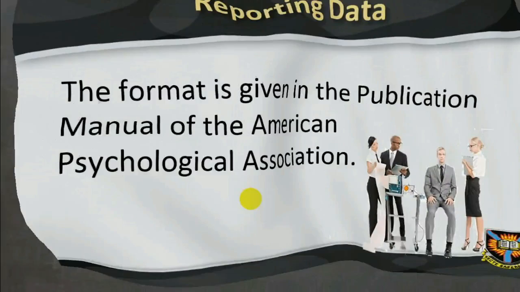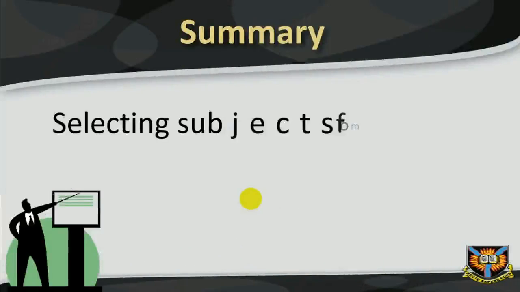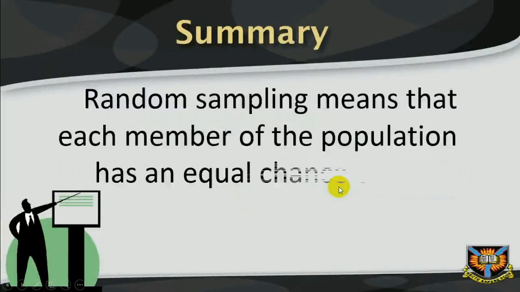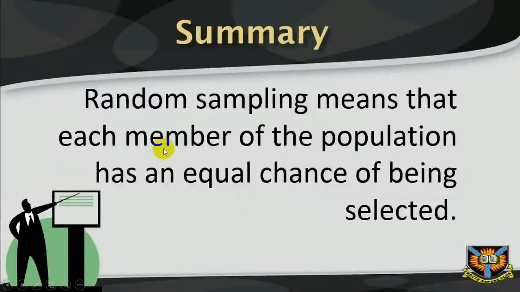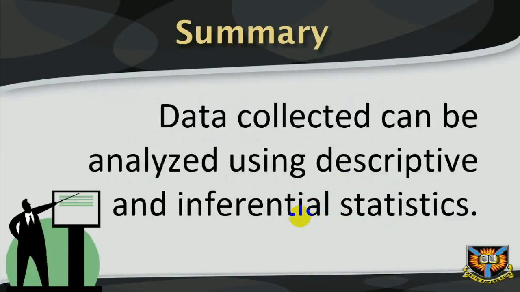Study session summary. In this study session, you learned that selecting subjects from some population is called sampling. Random sampling means that each member of the population has an equal chance of being selected. Data collected can be analyzed using descriptive and inferential statistics.